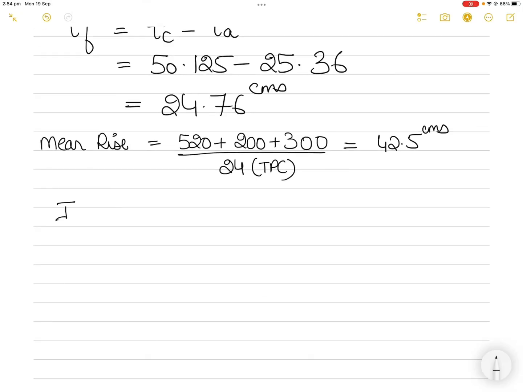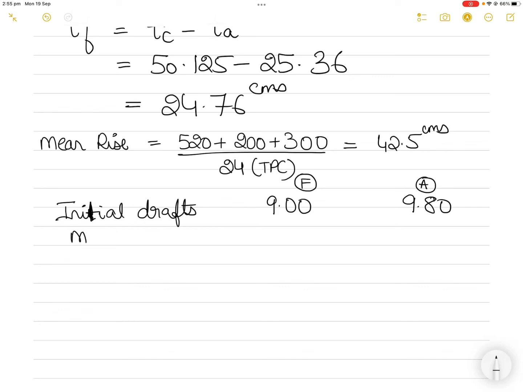All right, so initial drafts, see, I'm now getting excited. Initial drafts were 9 meters and 9.8 meters. This is forward and this is aft, right? Then because of the consumption of the stores, there was a mean rise of the vessel, an overall rise of the vessel, which affects both forward and aft part. By how much? 0.425. So this 42.5 centimeters has to be converted to meters by dividing by 100, which will make it 0.425 meters.